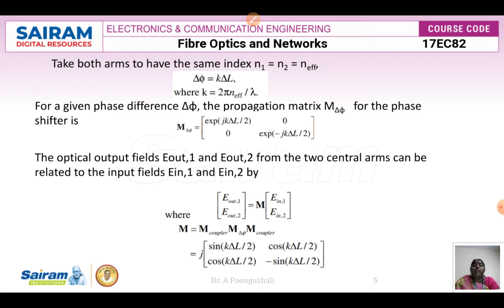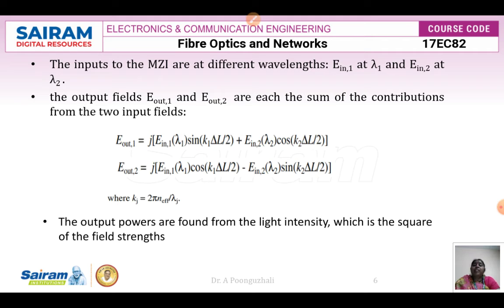where I can write M as this matrix, the propagation matrix, which can be written as M coupler for the first one, a 3 dB coupler, then the phase difference given as M del phi, then M coupler there. So if I multiply all this, the final parameter I will get is J into sine K del L by 2, cos K del L by 2, cos K del L by 2, and minus sine K del L by 2. So here the inputs to your Mach-Zehnder interferometer are going to be at different wavelengths.